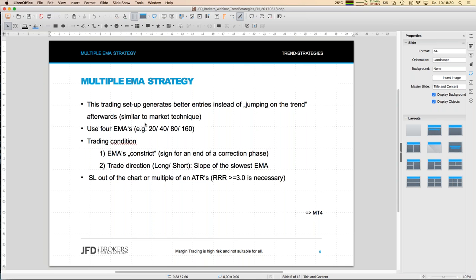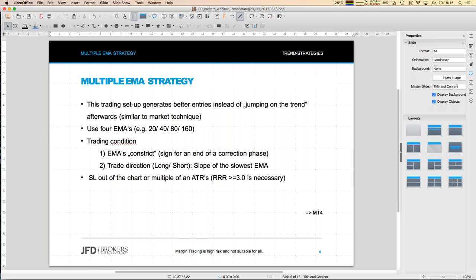And to get those better entries, we use four EMAs. I wrote down here a list of EMA periods: 20, 40, 80, and 160. You see, I simply double the EMA. It doesn't really depend. In the German webinar yesterday someone asked, can I use 20, 50, 100, 200 as well? And the answer is, of course, yes. That will not change the complete picture, and we will get similar entries as well.